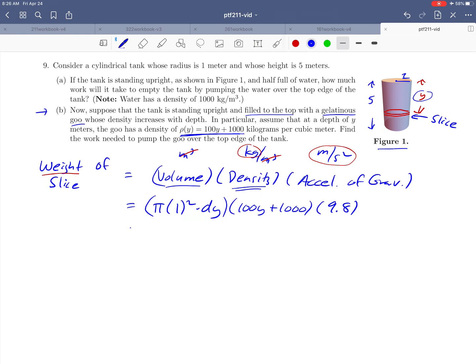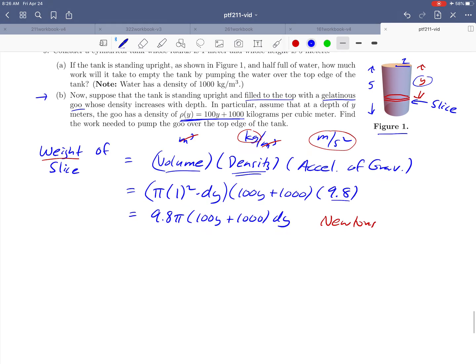Now we can simplify this a little bit. If we take this 9.8 and move it to the front, we're going to get 9.8 pi, 1 squared is 1, times 100y plus 1,000 times dy. And units should be newtons, as we mentioned above. So there's the weight. That's the force that's involved in the problem. The other component of work is the distance. We can see from our picture that that's just going to be y meters.